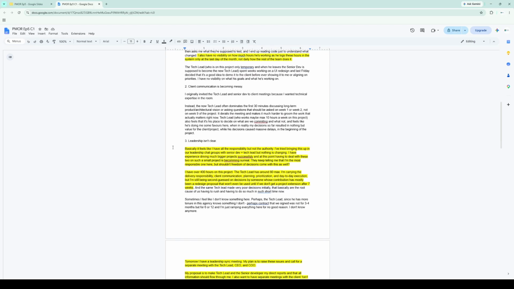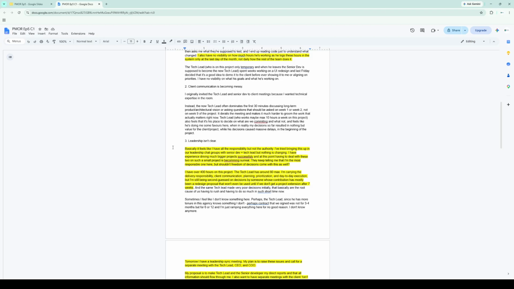And then problem two that they highlighted is that the client communication is becoming messy. They explain in here that this PM invited the tech lead and senior dev to these meetings because they wanted to have the technical experts in the room. But now they think that the tech lead is dominating the meetings. They're bringing up things that have already been covered or that are architecture related, and it makes it harder to cover things that the PM thinks matter more.